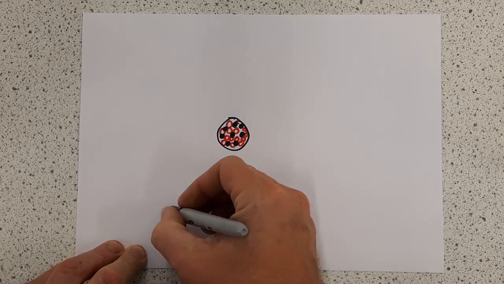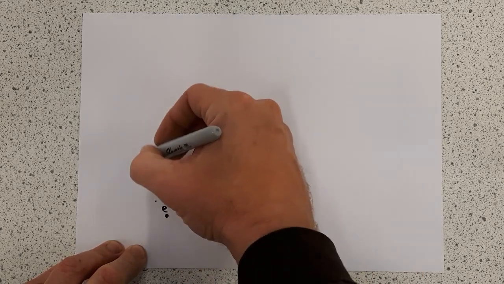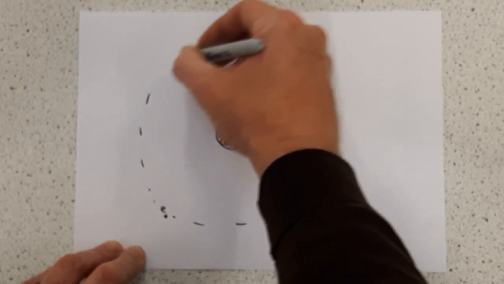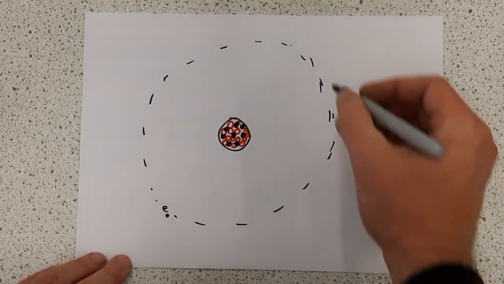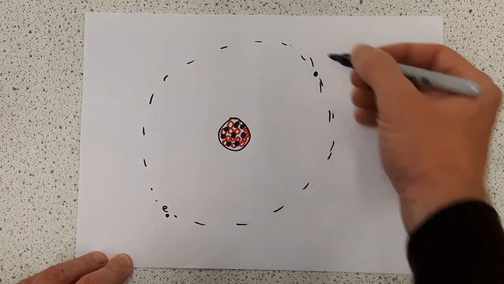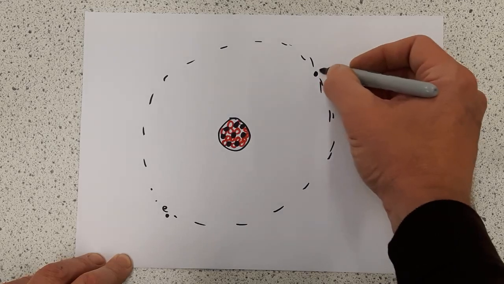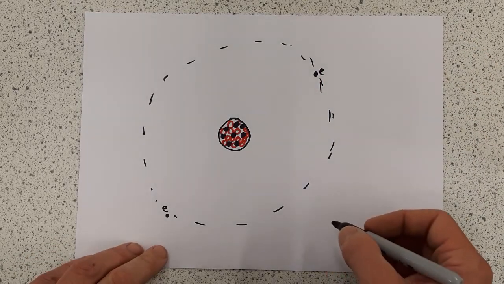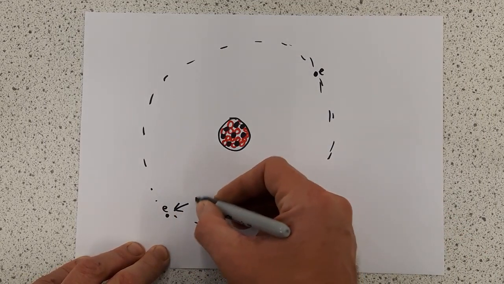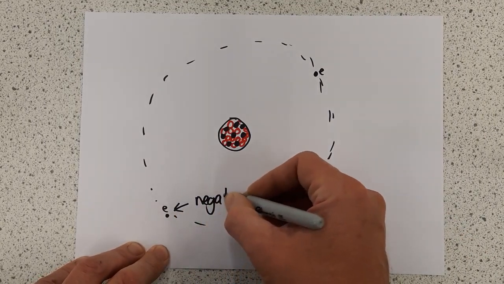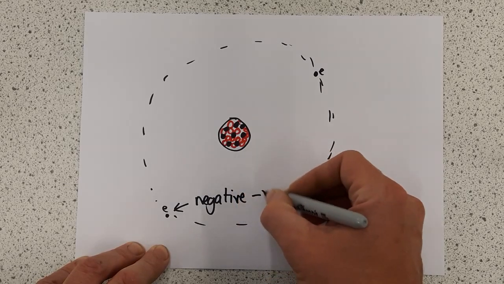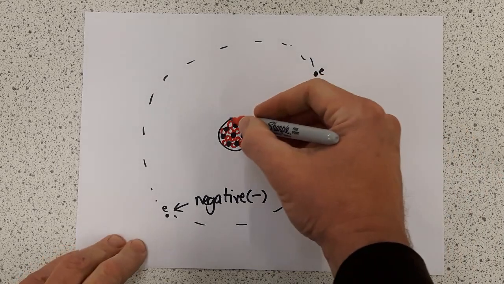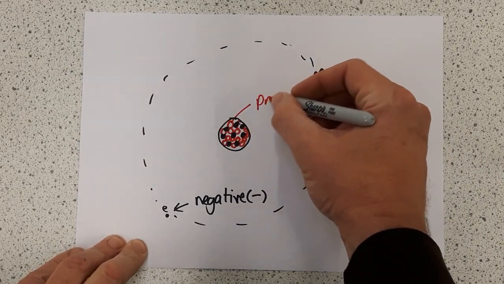An electron will be whizzing around the outside. And maybe you could draw a better circle than me. So there might be two electrons in this shell. And we know that electrons are arranged in multiple shells. And we also know that electrons have what we have decided to call a negative charge. And the protons have a positive charge.